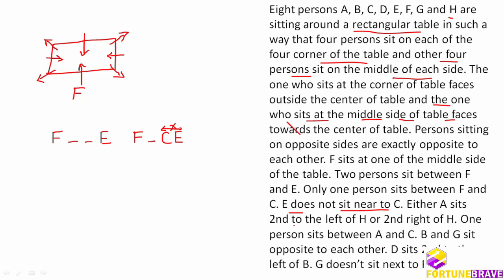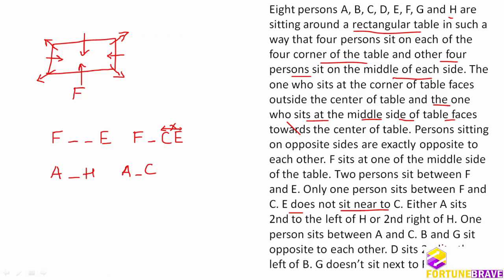Either A sits second to the left of H or second to the right of H. Again, there is no direction. A sits second somewhere, so it can be in any direction, we do not know. One person sits between A and C. So between A and C, there is one person.